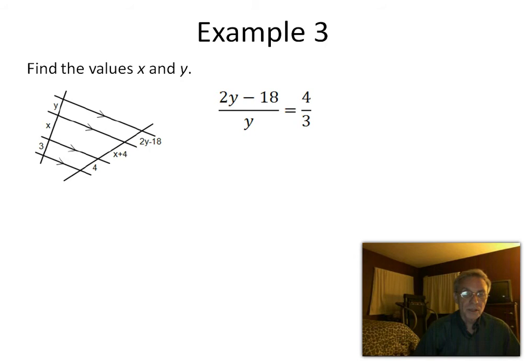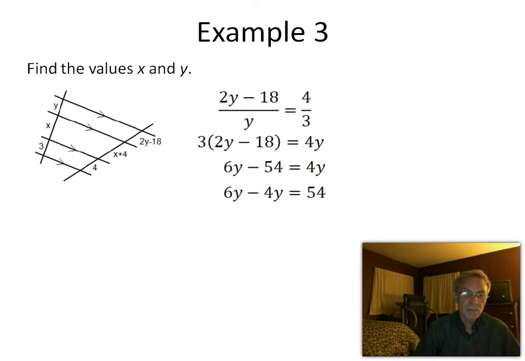Okay, once again we're going to cross multiply, so this gives us 3 times the quantity 2y minus 18 is equal to 4y. Do our distribution, gives us 6y minus 54 equals 4y. We're going to simplify this by moving the 4y to the left and moving negative 54 to the right. So this gives us 6y minus 4y equals 54. So 2y equals 54. Divide both sides by 2 gives us that y equals 27.